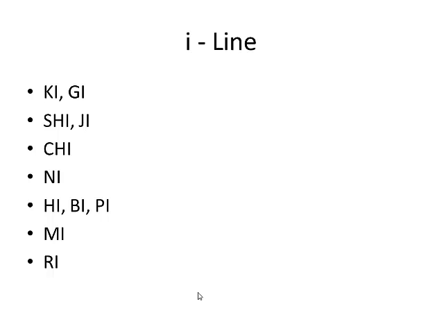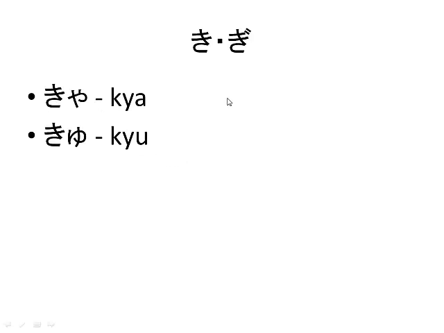So ki, gi, shi, ji, chi, ni, hi, bi, pi, mi, and ri. With these sounds, what you look to do is to add a small ya, yu, or yo. You write the ya, yu, and yo half the size of the normal character. Let's go through each of the lines. So we've got ki and gi, the K line. You put ki with a little ya, a half size, and it becomes kya, kyu, kyo.